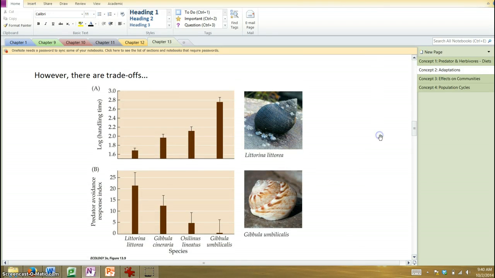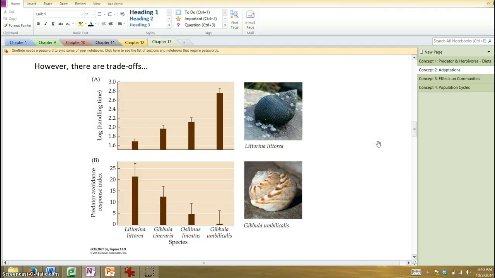Now, as often with these strategies, there's trade-offs involved. So, for example, there are these different species of snails that these crabs prey upon. The crabs grab them and try to crack open the shell and eat the snail. And essentially, there's a relationship. Some of the snails have thinner shells, and some have thicker shells. The ones with thinner shells, it doesn't take the crabs nearly as long to crack them open as it does with the ones with the thicker shells.